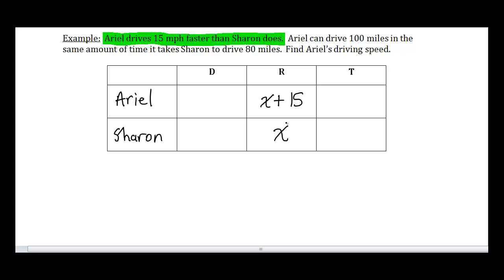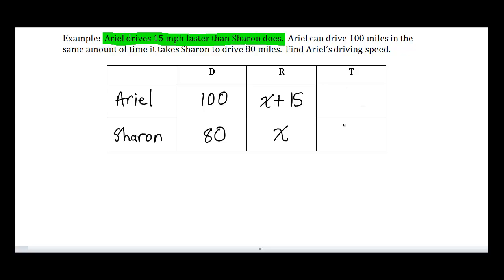The next sentence says Ariel can drive 100 miles in the same amount of time it takes Sharon to drive 80 miles. So that just gives me the distance. Ariel goes 100 miles. Sharon goes 80 miles. All right, and with this information, we're supposed to find Ariel's driving speed. So we need to figure out what this x plus 15 is going to end up being. If you notice, they didn't give us any information about the time.